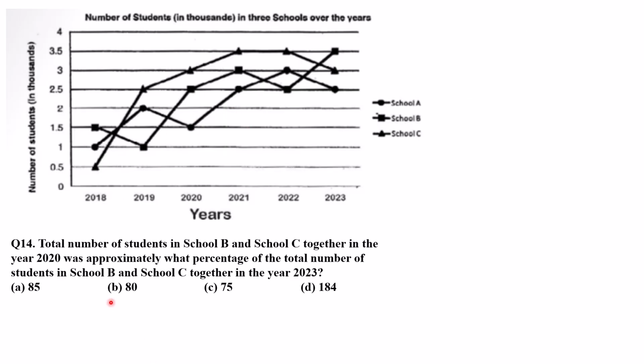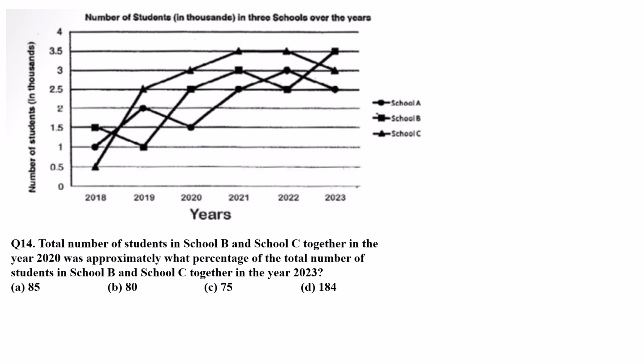Now again on the same graph, this is another question. You have to find the total number of students in school B and school C together in the year 2020 was approximately what percentage of the total number of students in school B and C together in the year 2023. So first of all, we will find the total number of students in the year 2020 for school B and C. Then we will find the total number of students in school B and C in the year 2023, and then we will see what percentage. Okay.